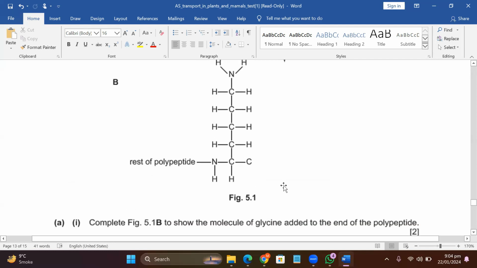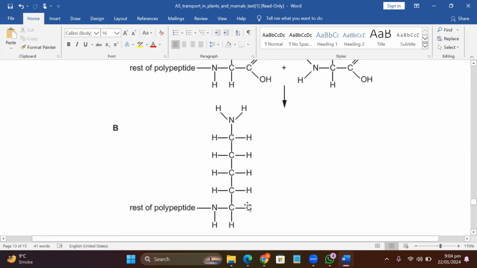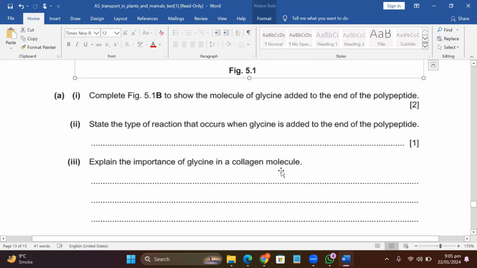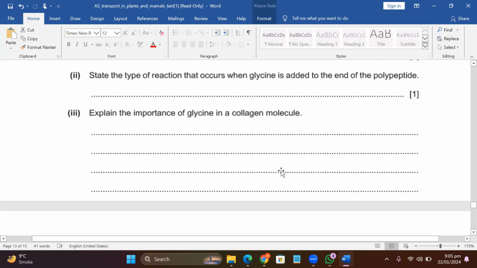ठीक है, I think question number 1 is: complete the figure 5.1b to show the molecule of glycine added to the end of the polypeptide. यहाँ पर ऐड करके बताना था. ठीक है, तो ये आपका कार्बोक्सिलिक ग्रुप था और यहाँ पर C डबल बॉन्ड O और यहाँ पर पेप्टाइड बॉन्ड NH और ये पूरा मॉलिक्यूल यहाँ आना था. ठीक है. Next question, state the type of the reaction that occurs when glycine is added to the end of the polypeptide, that is condensation reaction. Adil, can you see that?